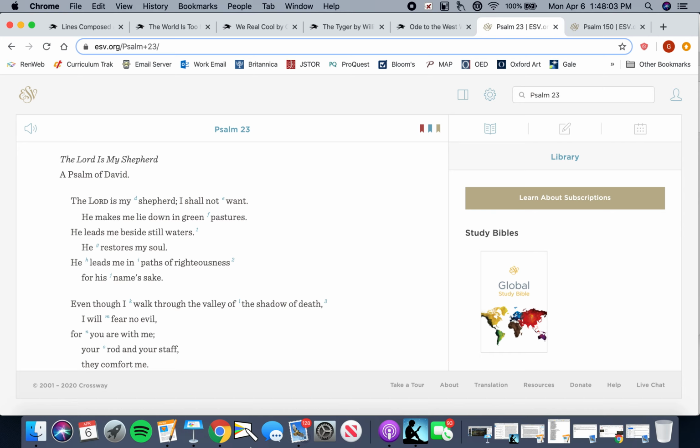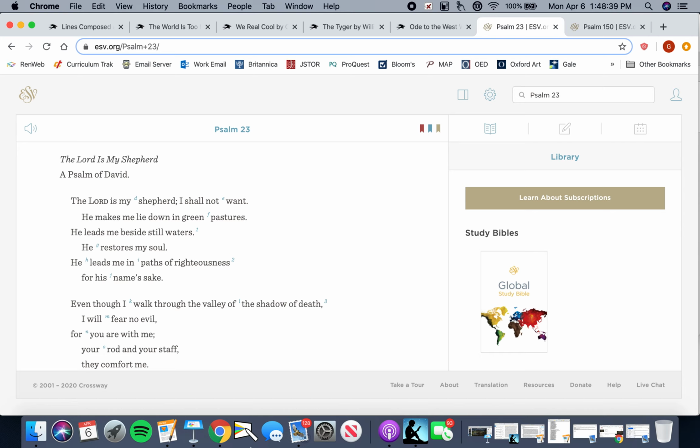And then there's this parallel image that the psalmist offers explaining why, figuratively, you shouldn't want. You should want meaning like I shall not desire. I shall not want for anything. I won't be lacking in anything that I'll need. Okay, so the first line offers what we call in poetic analysis a poetic conceit. This extended metaphor comparing the Lord to a good shepherd and me to a sheep of his flock. Okay, so the Lord is my shepherd; I shall not want.